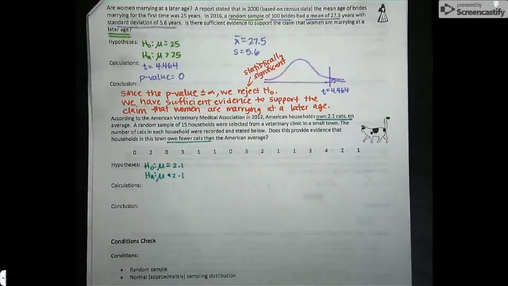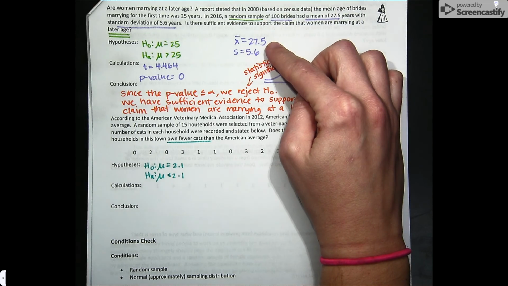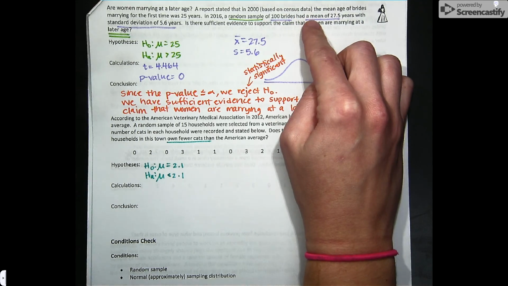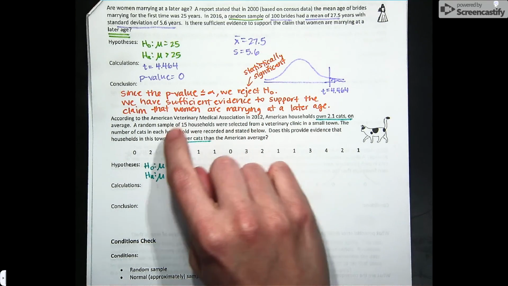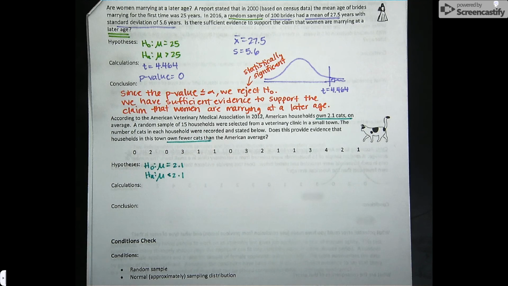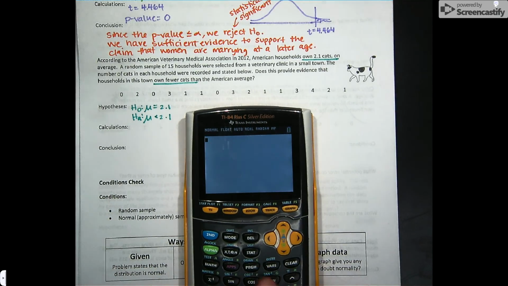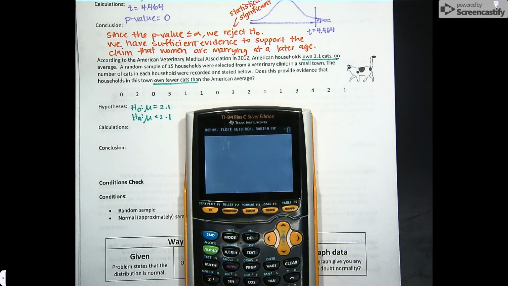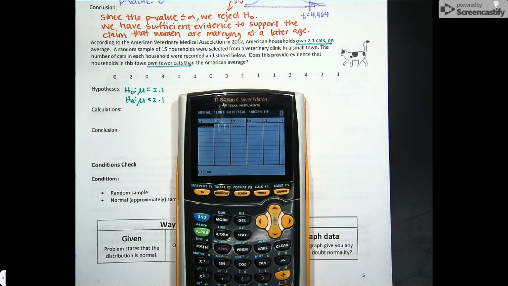Okay, to do our calculations this time, we don't have stats like we did up here, right? We had 100 brides, mean of 27.5, standard deviation of 5.6. Now we have the actual data in these 15 households. So the first thing I'm going to do is type in my data. So I'm going to go to stat edit. You should definitely know how to type in data at this point in your statistics career. So I'm going to type in each data value.